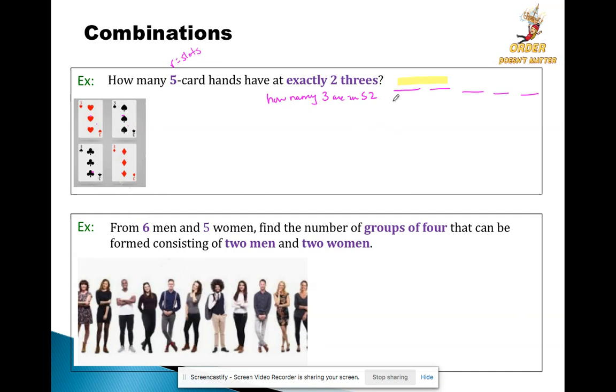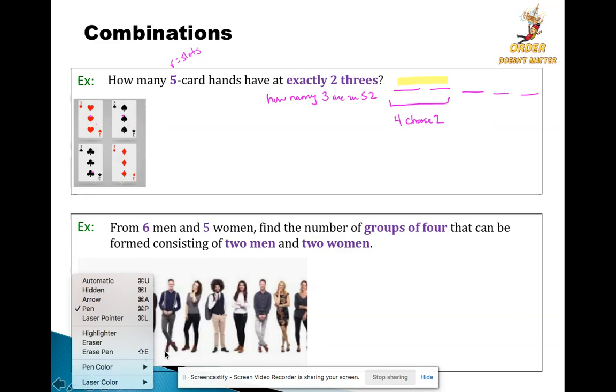So for these 2 slots, what am I going to do? I have not 52 choices. How many choices do I have? I only have 4 choices. And of those 4 choices, how many slots do I want to fill? Right. Now, what about the rest?